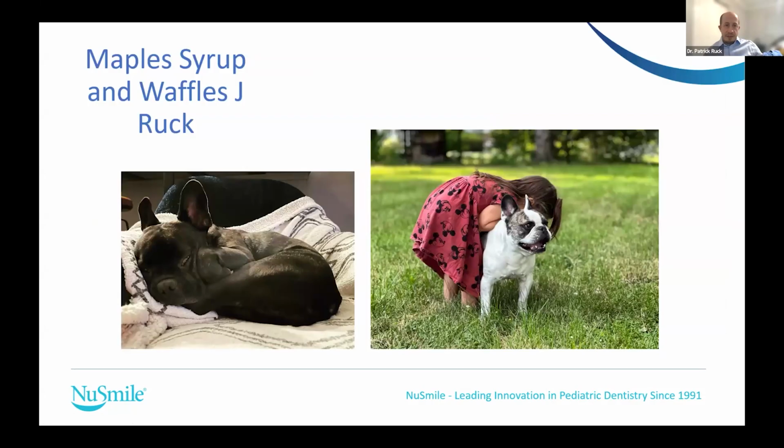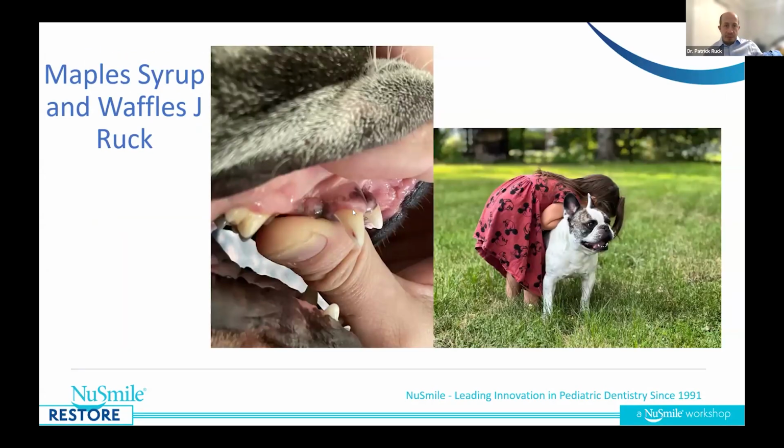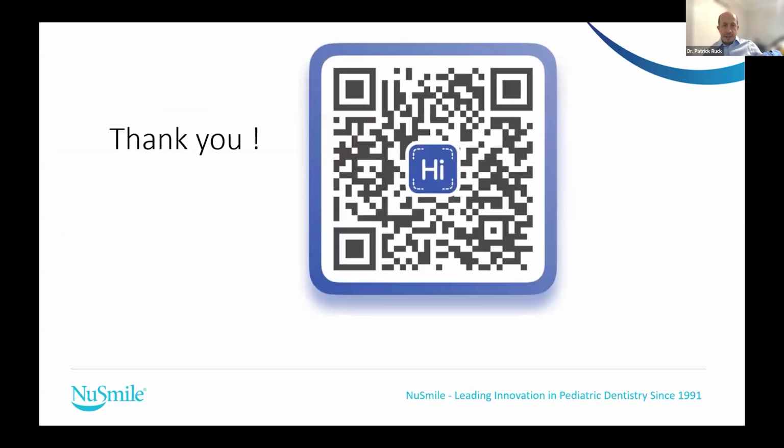And then this is my last favorite story. These are my two dogs waffling maple syrup. We got a pulp exposure here because he's a wild man. And then we just did a little NeoPutty pulpotomy. So not tested on animals, but tested on this animal. And he's still a happy guy.